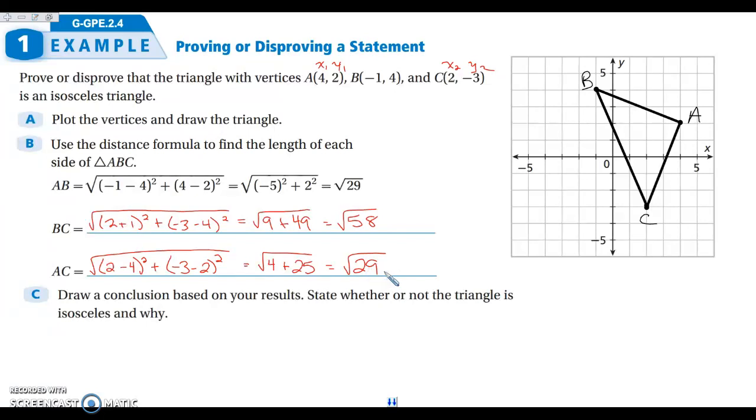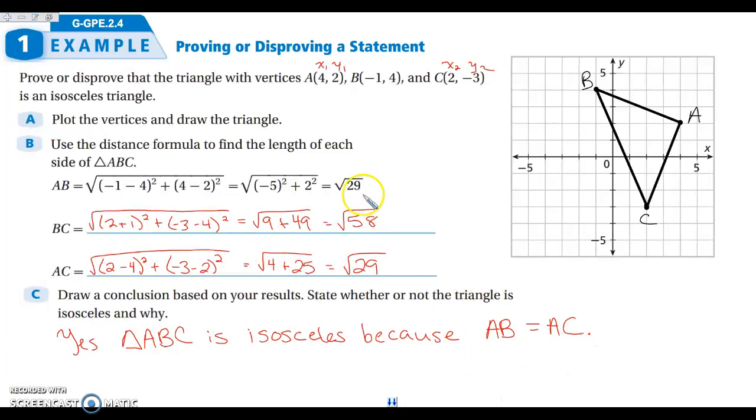Okay, so now the question is, is this triangle isosceles? So we can say that yes, triangle ABC is isosceles, because the length of segment AB is equal to the length of segment AC. Okay, so these two have the same length and BC is different. Okay, so we can also say, here, let me take out the period, we can say, and AB does not equal BC.